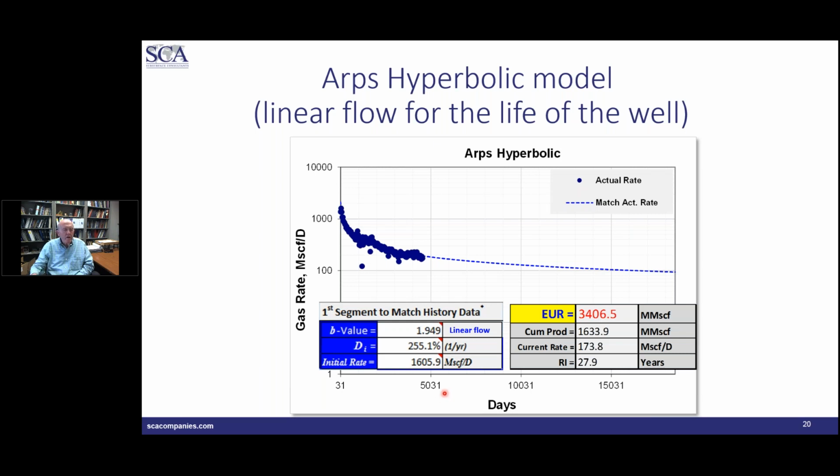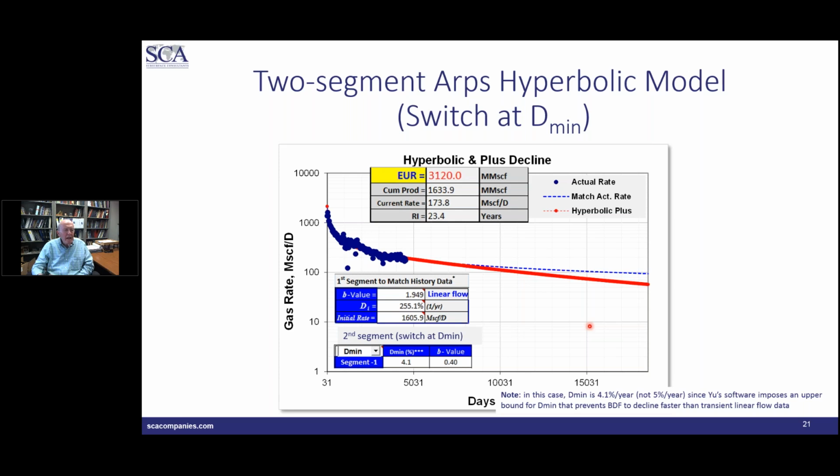All right, if we make the assumption at this point that this transient linear flow trend is going to last for the entire life of the well, then we could just use these parameters from the Arps model fit for these data and use that to forecast production for the life of the well. If we were to do that for this well, we would estimate that the ultimate recovery is about 3.4 billion cubic feet. But that's not really the right answer. The problem is that we can't expect these early transient flow regimes to last for the full life of the well. In fact, the odds are overwhelming that they will not.